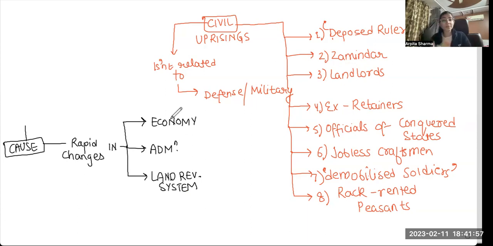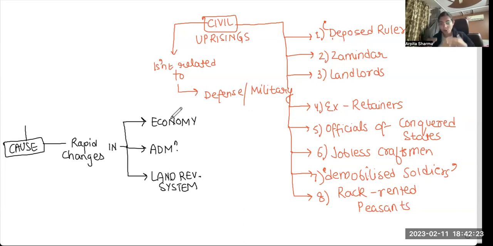Economy, an example can be the cowrie system of currency. It was being removed and replaced by silver. Administration would be the ryotwari system, where the zamindars were removed as intermediaries and revenue officials were created. Those revenue officials were not monitored properly, because of which they became corrupt, because of which the farmers ultimately suffered. So these examples you can add in your mains.